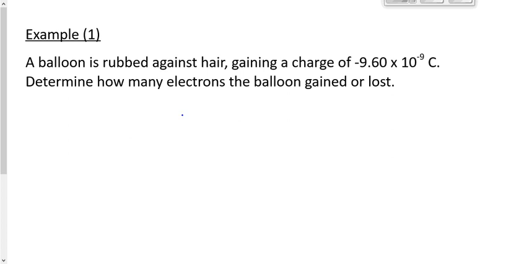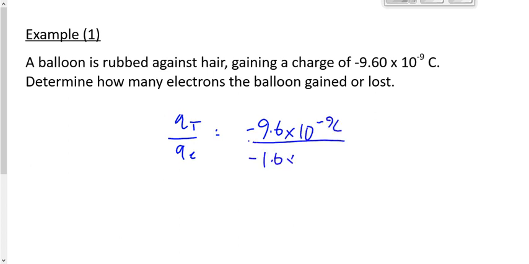What is it? Whatever's convenient, right? We've got charge here. We get the total charge, and we know the charge of one electron. So let's say negative 9.6 times 10 to the minus 9 coulombs divided by negative 1.6 times 10 to the minus 19 coulombs. Whatever we get there, I'm not sure what it is, but whatever we get is our number of electrons. Now, how do we know whether it's gained or lost? Is it that many electrons gained, or is that many electrons lost?